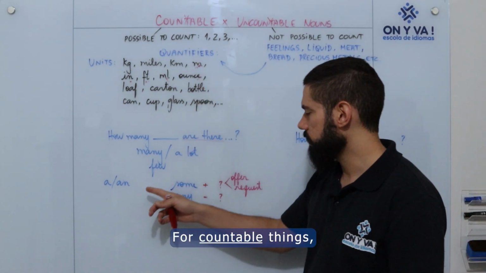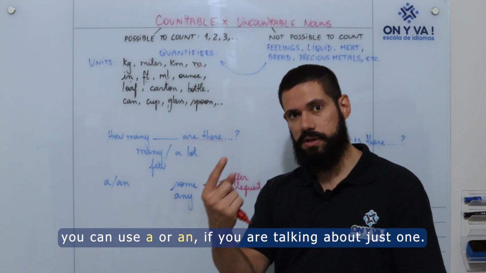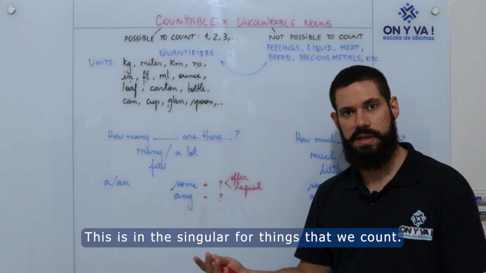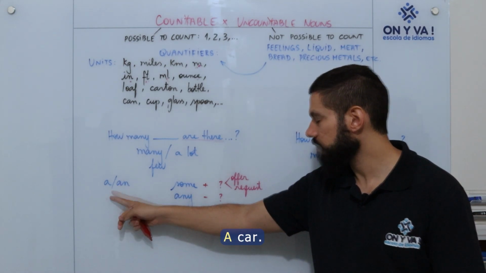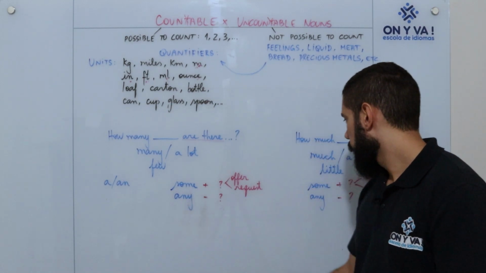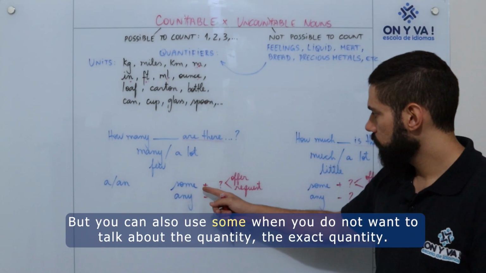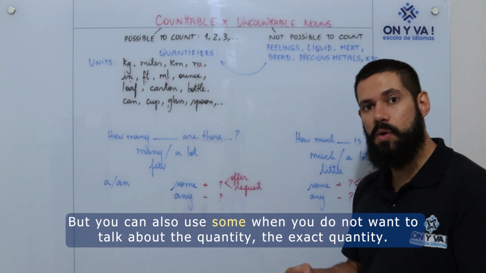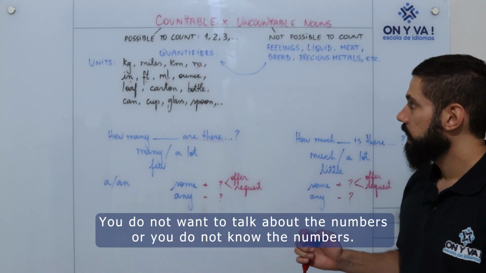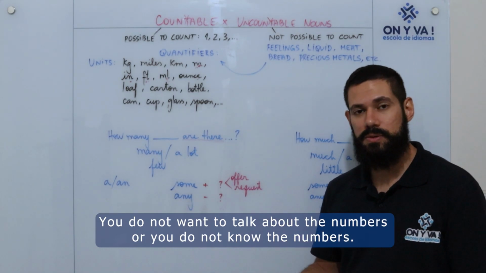For countable things, you can use a or an if you're talking just about one. So this is in the singular for things that we count: a person, a car, an elephant, an honest person. Okay? But you can also use some when you don't want to talk about the exact quantity. You don't want to talk about the numbers. You don't know the numbers.